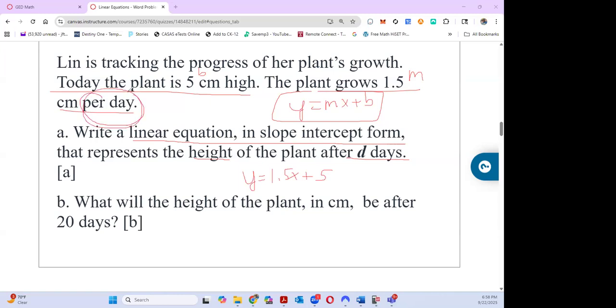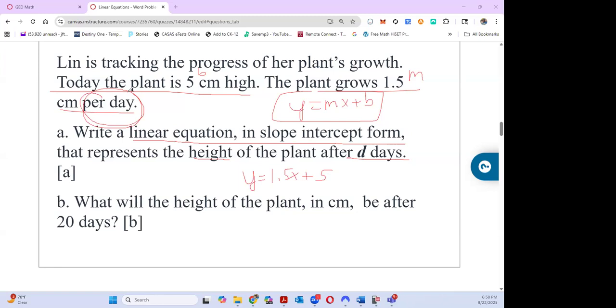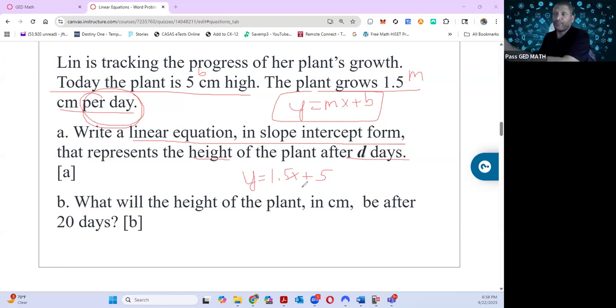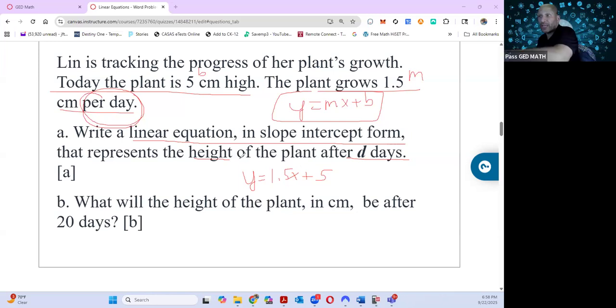It's changing per day. 1.5 today, 3 tomorrow, 4.5, 6, right? That's easy. But now, look what I did. I didn't use the variables H and D, and I still got my linear equation, right? Now, that is the equation, but they want you to use H and D.